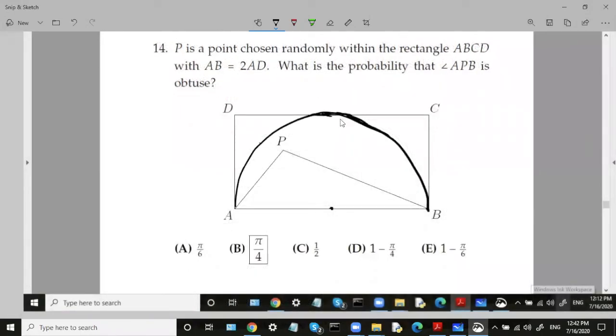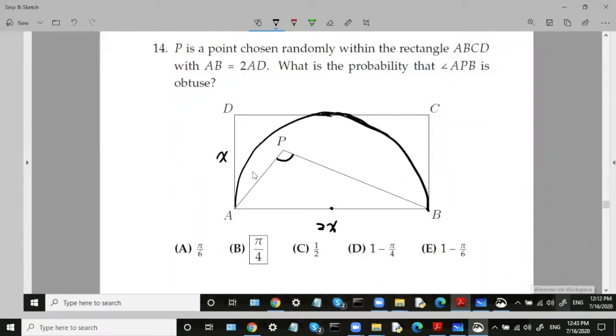Problem 14. P is a point chosen randomly within the rectangle ABCD with AB equals 2AD. What is the probability that angle APB is obtuse? So let's set AD to be x. So AB equals 2x. Then I draw a semicircle with AB as diameter.